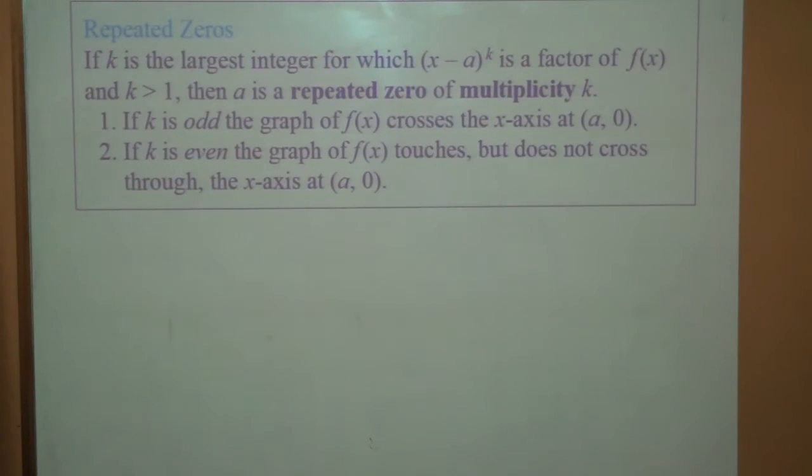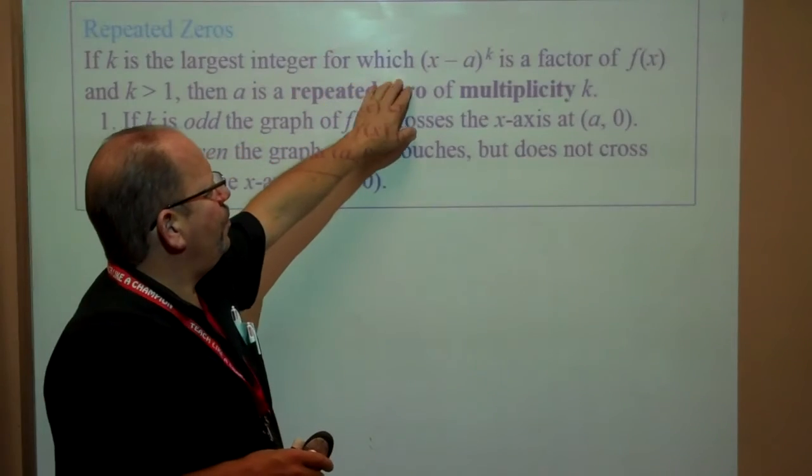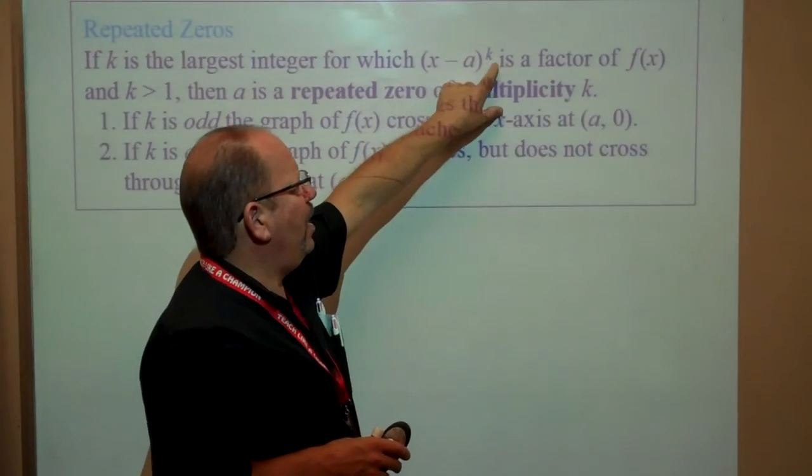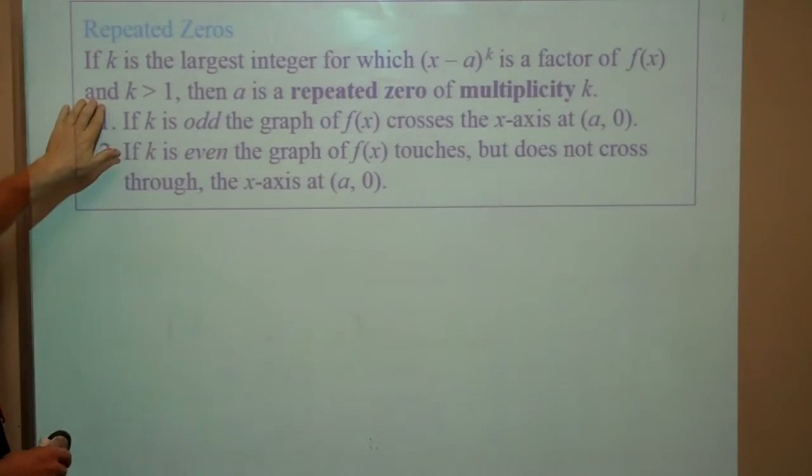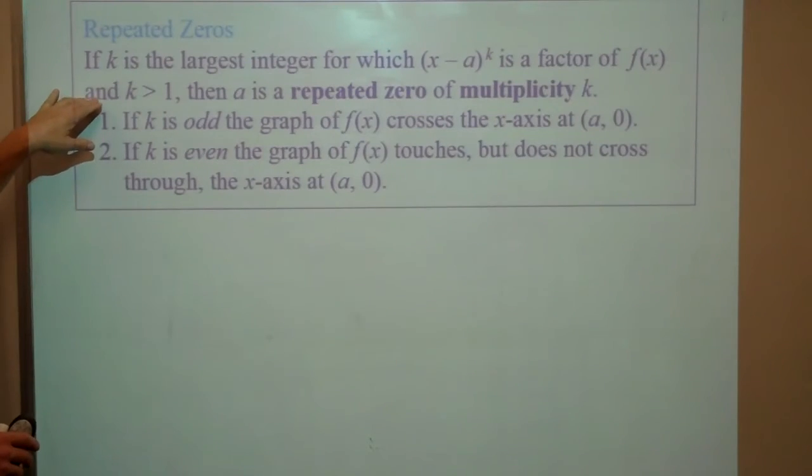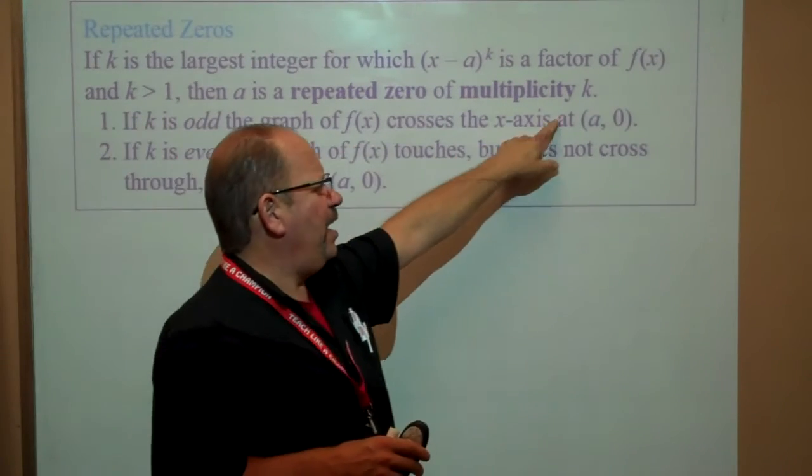Okay, welcome back to 2.2, Part B. Pre-Calculus, Chapter 2, Section 2, Part B. We left off at repeated zeros. If k is the largest integer for which (x minus a) to the k is a factor of f of x, then a is a repeated zero of multiplicity k.